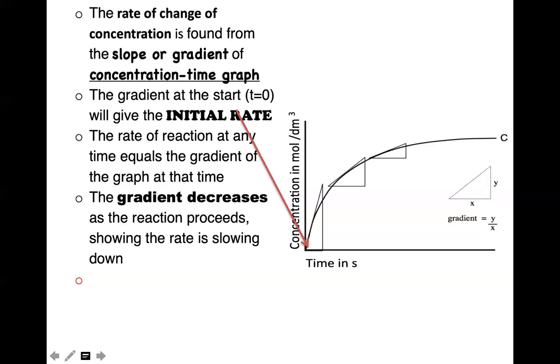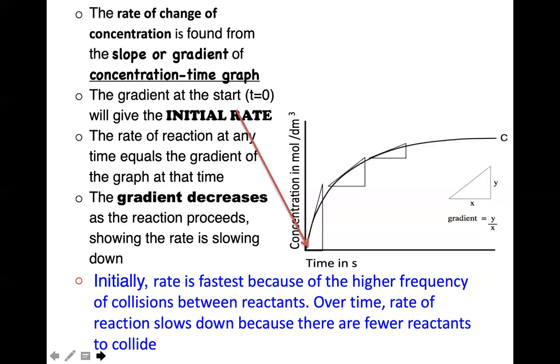The reason for this is nothing new. Initially the rate is the fastest because of the higher frequency of collisions between reactants. So I've already mentioned this, that you have a lot of reactants at the start, so that's why your rate is also fastest. I think you've already copied this down.